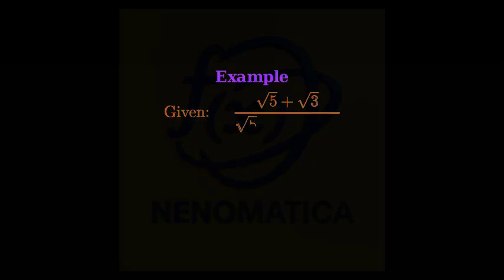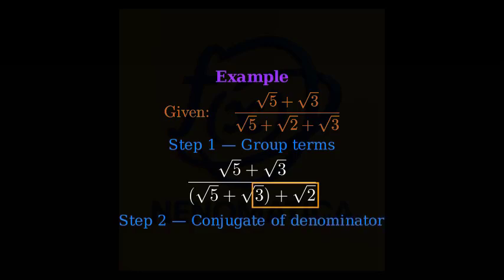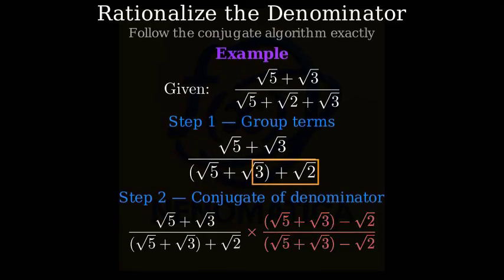Our target is the fraction, the square root of 5 plus the square root of 3, divided by the square root of 5 plus the square root of 2 plus the square root of 3. Step 1. Group the pair square root 5 plus square root 3 in the denominator, so it reads left group plus square root 2. Step 2. Multiply numerator and denominator by the conjugate of the denominator, that is the grouped pair minus square root 2.